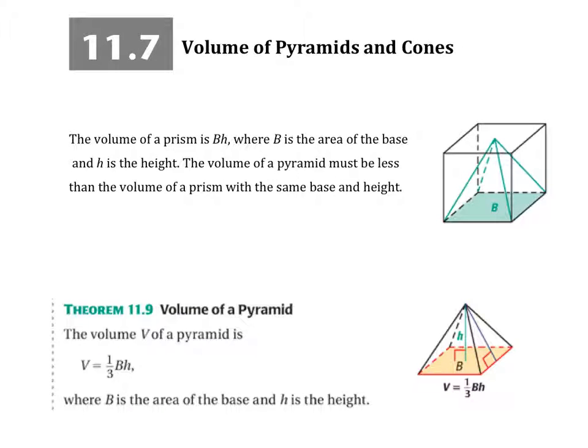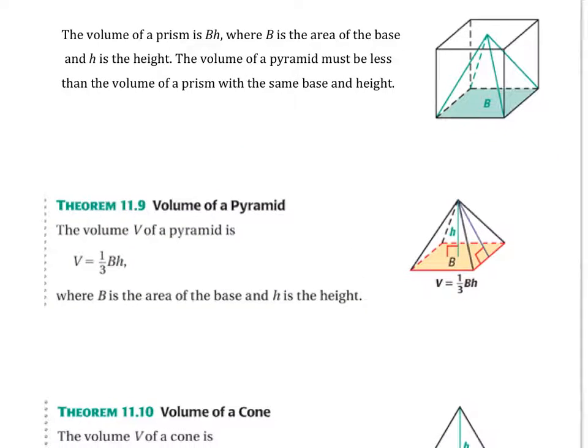Okay, volume of pyramids and cones. Recall that the volume of a prism was the area of the base times the height. The volume of a pyramid, because it has a point, is going to be less than that, but it's going to have the same base and same height.